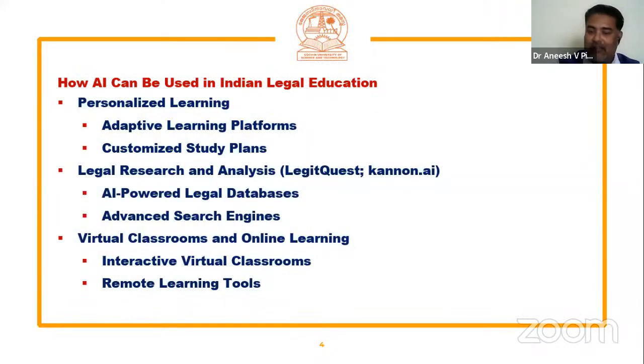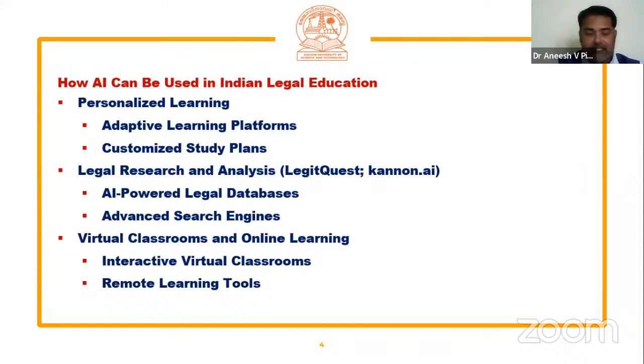In the online, they are sitting in the offline classroom. So interactive virtual classrooms are possible with the help of AI. That is another advantage. Then remote learning tools. So many remote learning tools are there that will also help a student to get more understanding about the topics and to learn more in depth or to make a more in depth research also. So that is another advantage.